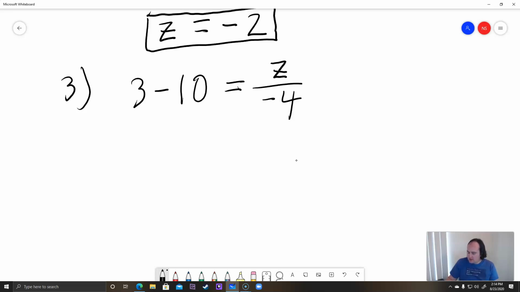My kitty Max. Okay, so on the left side, what's 3 minus 10? Well, they're opposite signs, so we subtract. So we do 10 minus 3 is 7 on the left side. But because the larger number, the larger absolute value was negative, that means our answer is going to be negative. So it's going to be negative 7. Okay, so we have negative 7 equals z over negative 4.